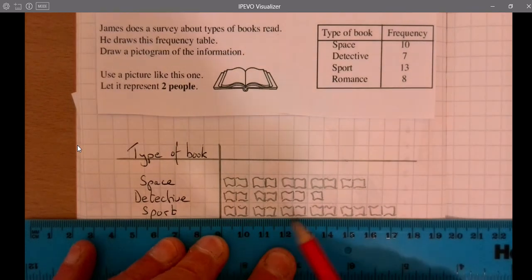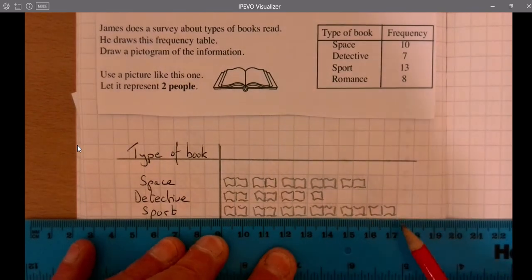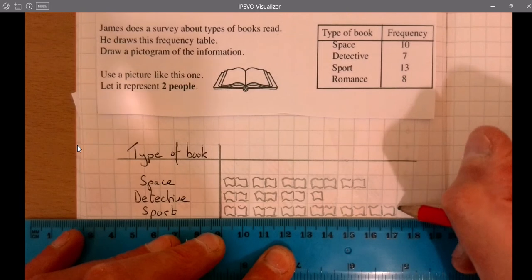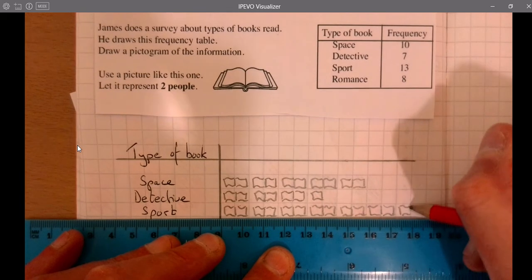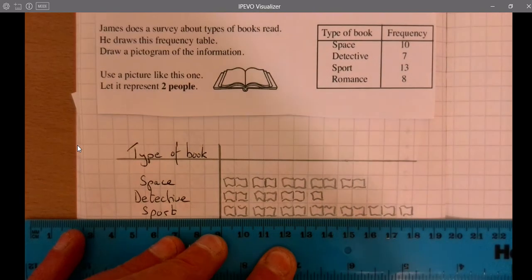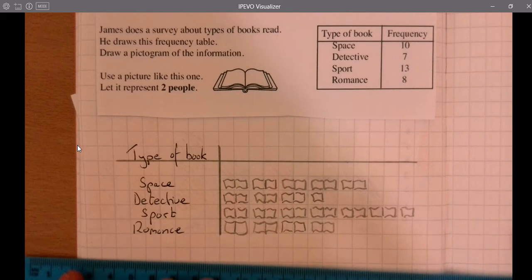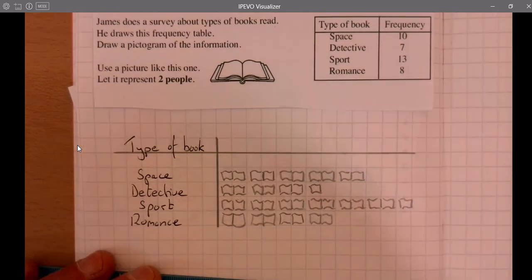So 2, 4, 6, 8, 10, 12. I want to go to 13, so I'll just do another half one. Remember, don't make the diagrams too tricky to do. Now I already did romance, okay? Just try and speed it up a little bit.